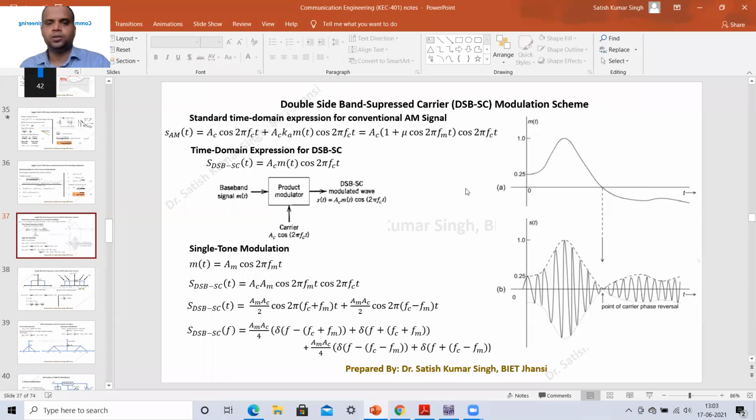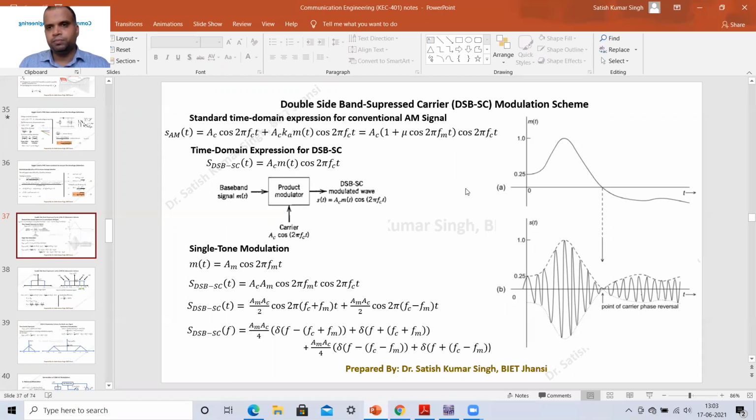So today in this video lecture, we are going to learn how to study the double sideband suppressed carrier modulation scheme. In my theory lectures, I have already explained how to generate the double sideband suppressed carrier modulation scheme. Today we are going to see how this DSBSC modulated signal can be generated using Multisim.